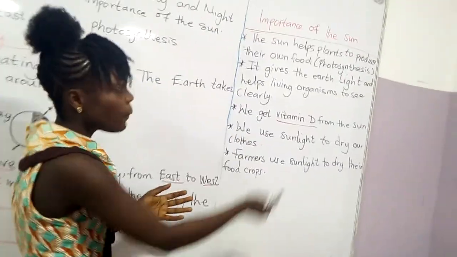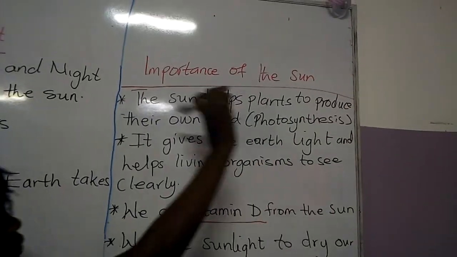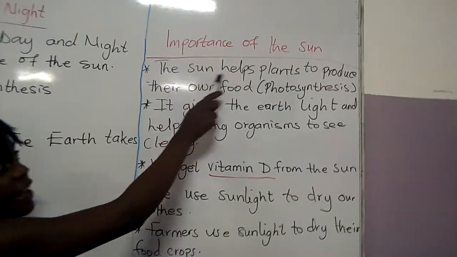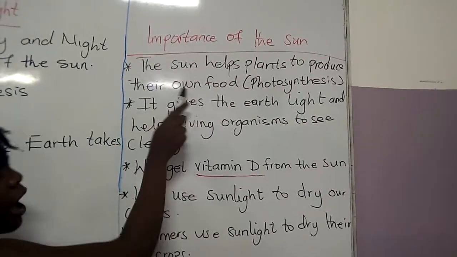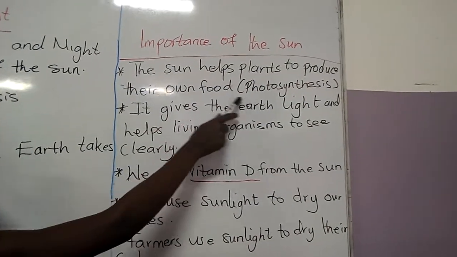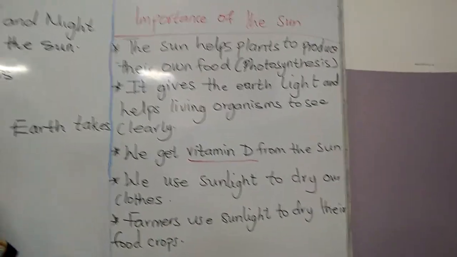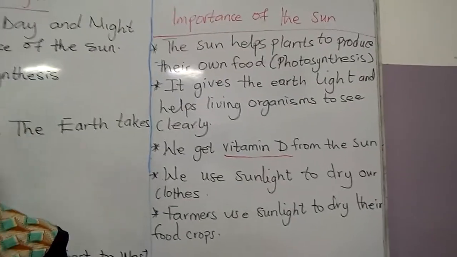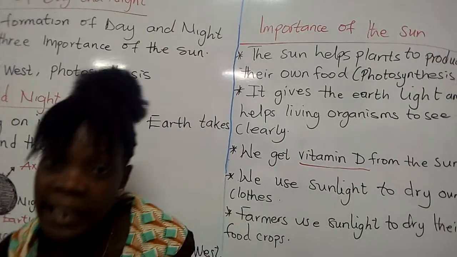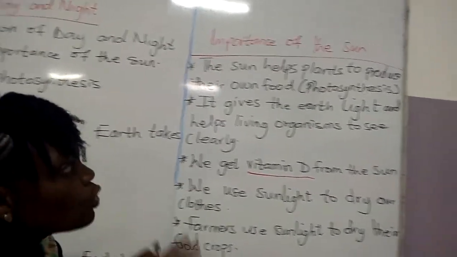Let's look at the importance of the sun. Now our first point here says that the sun helps plants to produce their own food. That's photosynthesis, as I explained earlier. So the plants use water, use air, and with the help of sunlight too, the plants gather and prepare their own food.